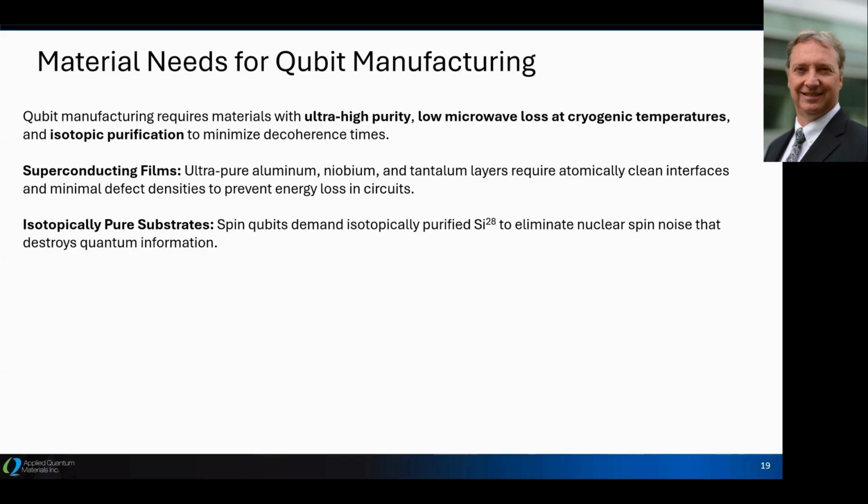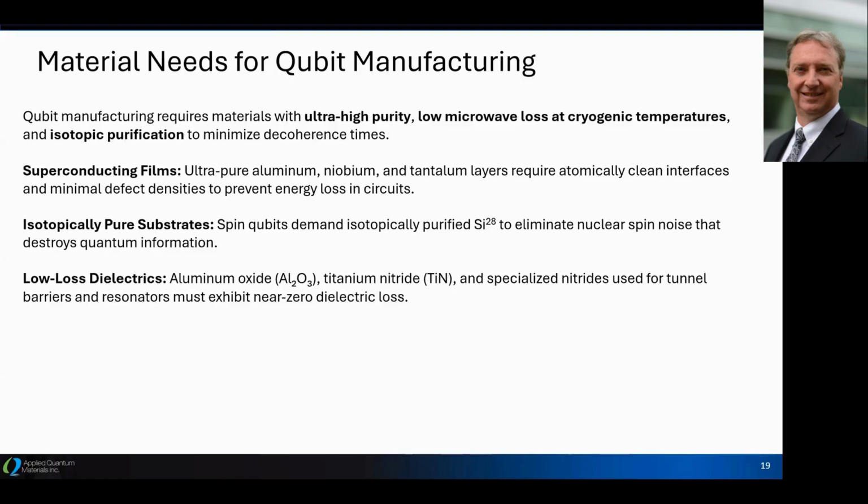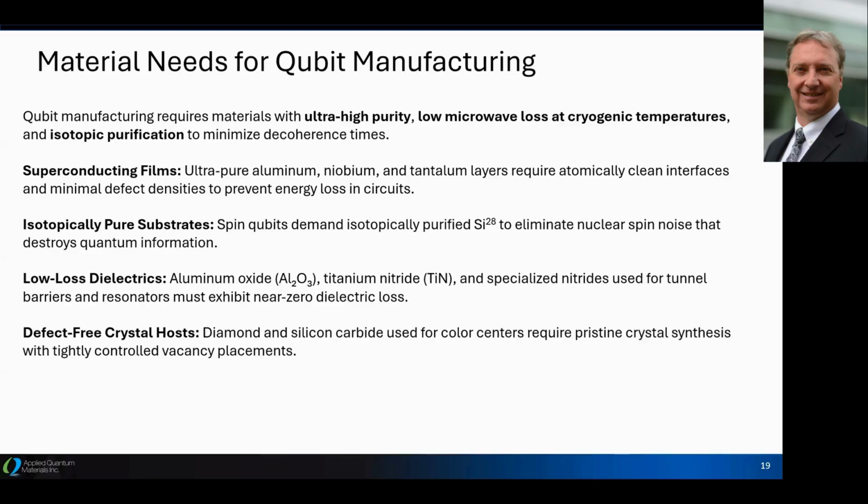Again, for silicon spin qubits, you have to have ultra refined pure silicon-28 to eliminate the nuclear spin noise. Then there are low loss dielectrics, aluminum oxide and titanium nitride. These are materials used for tunnel effects and resonators, and they must exhibit near zero dielectric losses so that the signals are not lost in the noise. And again, we were talking about diamond and silicon carbide, using crystal synthesis to control those vacancy placements.